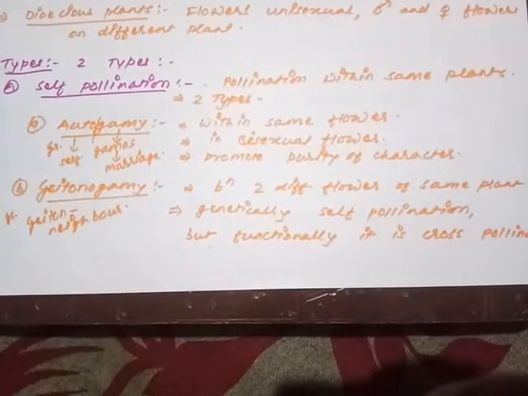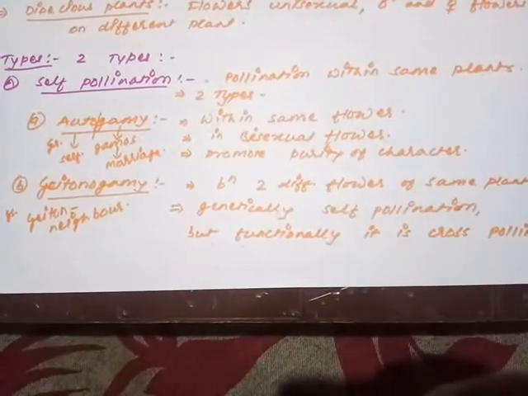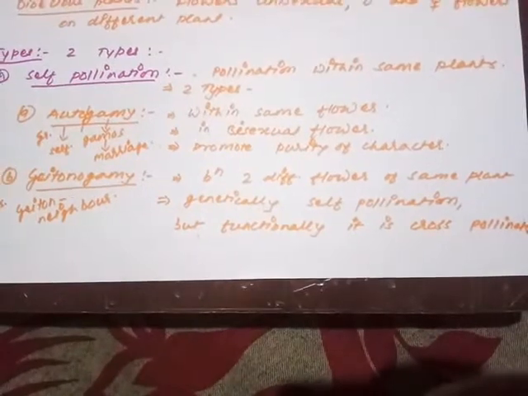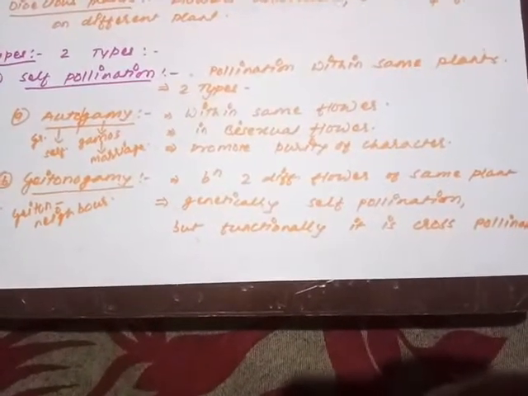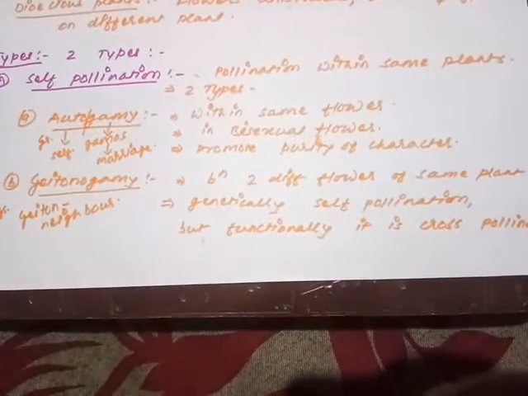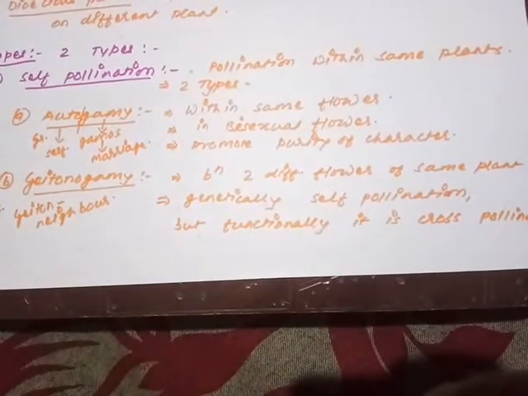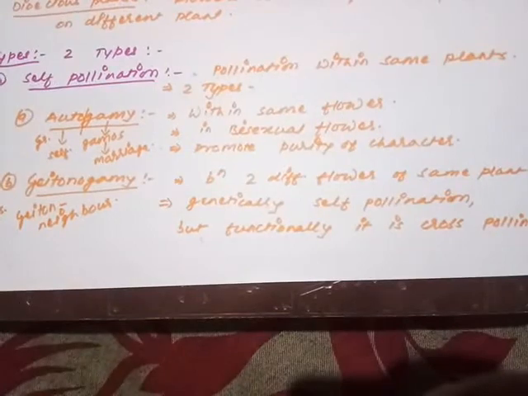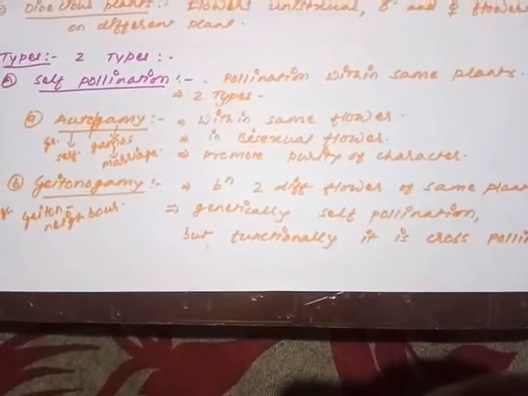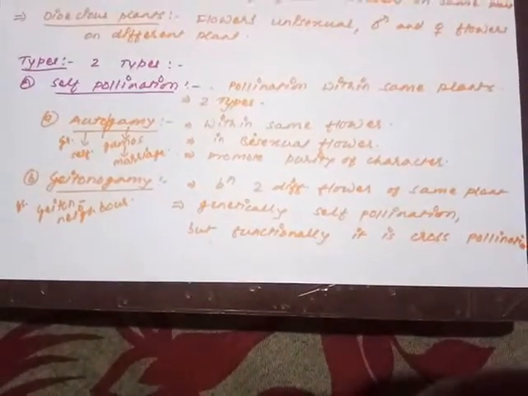One is autogamy. Autogamy means what? Within the same flower, if the flower is bisexual, then the pollination is called autogamy. And geitonogamy, if unisexual flowers are present on the same plant, pollination will occur between two flowers of the same plant, that is called geitonogamy.